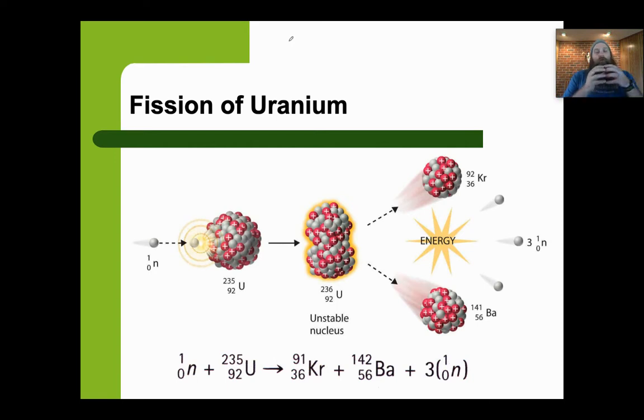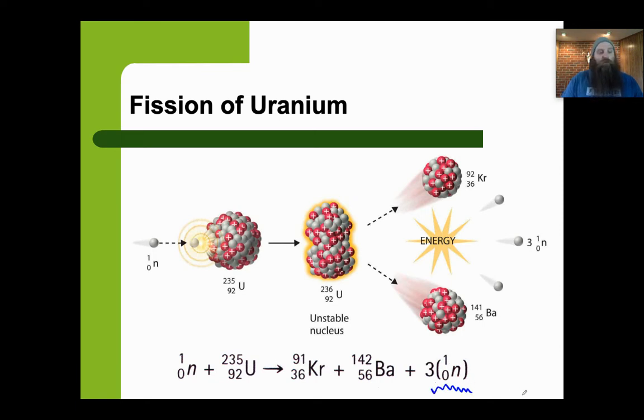The nuclei are not split evenly, so you get a krypton, which is number 36, that's 36 protons. And you have a barium that comes out, which is number 56. It also gives off 3 more neutrons. So that's what we're looking at here: a neutron on the left plus uranium gives you krypton, barium, and 3 neutrons.